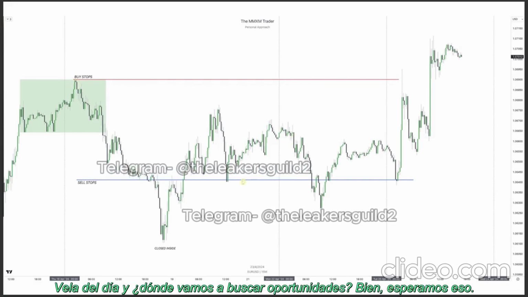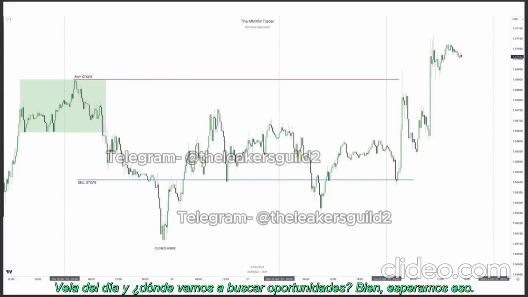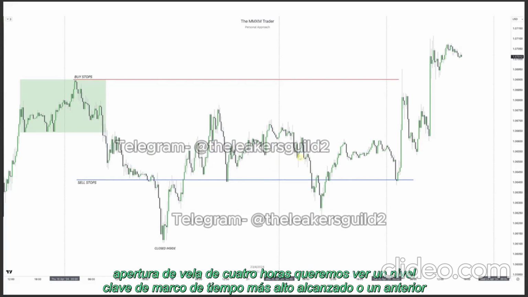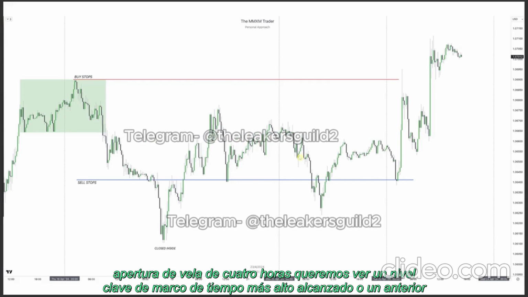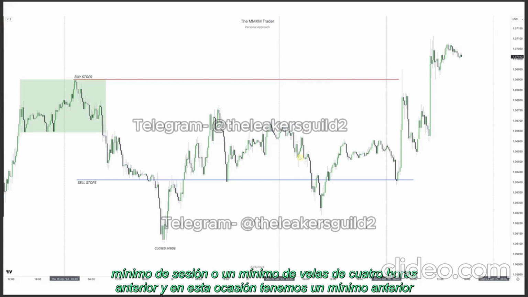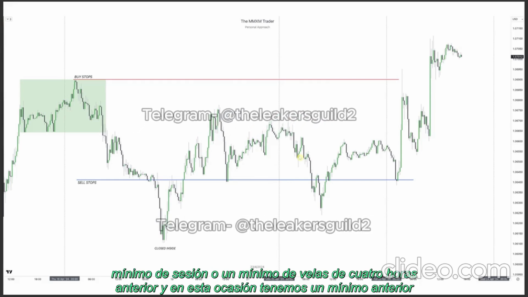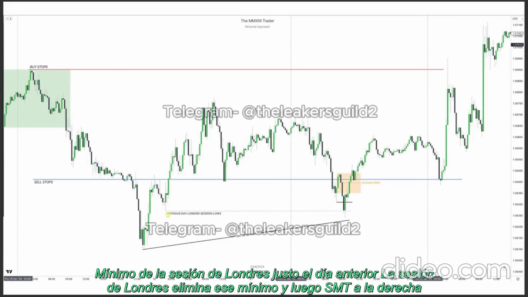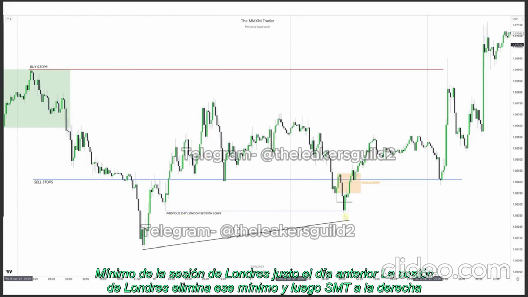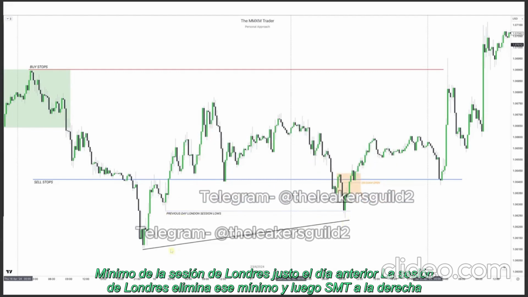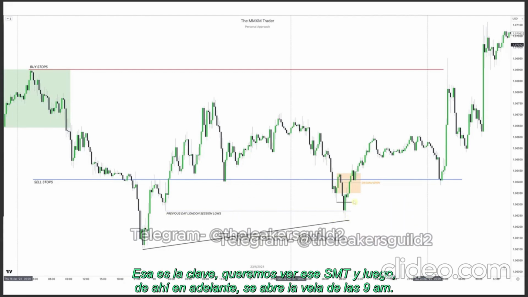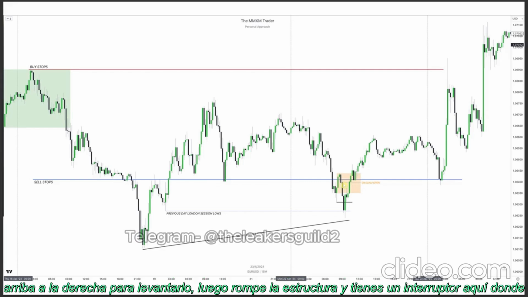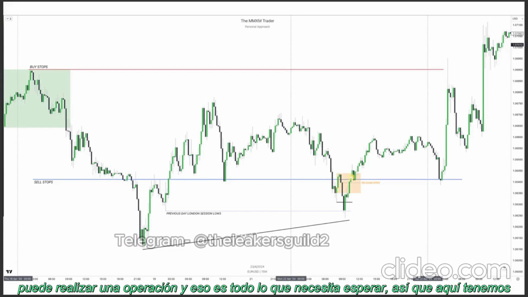And where are we going to be looking for opportunities, right? We wait for that 4-hour candle opening. We want to see either a higher time frame key level hit, or a previous session low, or a previous 4-hour candle's low. And on this occasion, we've got a previous London session low, right? Previous day London session takes out that low, and then SMT, right? That is key. We want to see that SMT. And then from there on out, the 9 a.m. candle opens up, raids it, then break of structure, and you've got a breaker over here where you can take a trade from, and that is all you need to be waiting for.